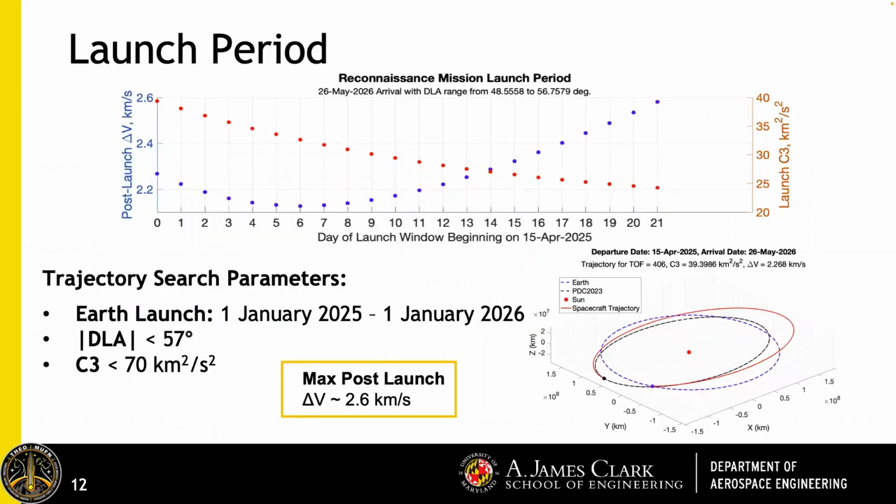From this pork chop plot, we have 2 launch periods. This is our main launch period, a launch window of 21 consecutive days. NASA requires a launch period to be, I think, 21 consecutive days. What that means is we can launch on any one of these days, and with our spacecraft we would successfully arrive at the asteroid and be able to complete our mission.